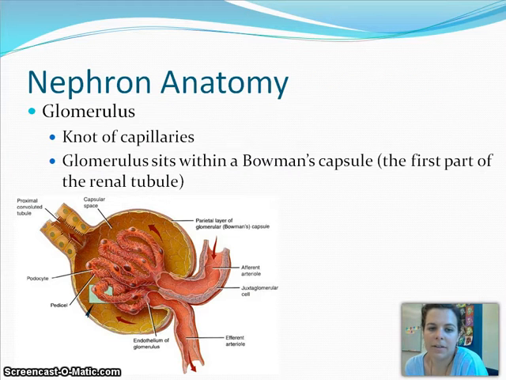So if we first talk about the glomerulus, it's a knot of capillaries, and so here we have an arteriole coming in, or the afferent arteriole, and it goes into all these capillaries here within the Bowman's capsule, which is the first part of the renal tubule. And then the blood leaves through the efferent arteriole. So we're still in arteries there.